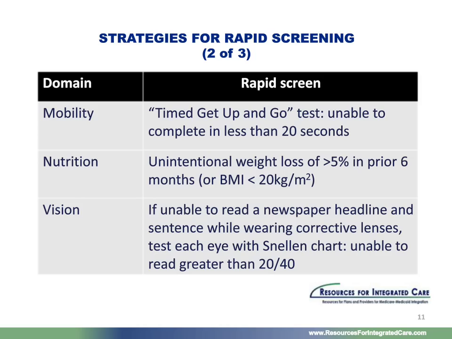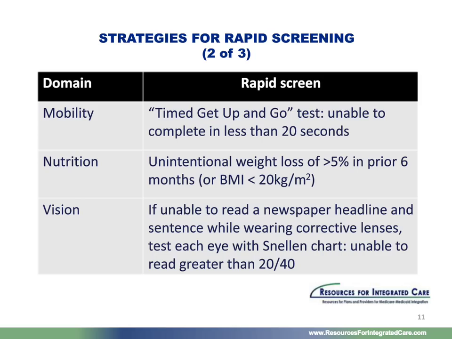For nutrition, there are 2 potential triggers that can be obtained first on self-report or on objective measurement of whether the patient has lost more than 5% of their weight in the prior 6 months, or if their body mass index is less than 20 kilograms per meter square. We'll talk more about BMI in a subsequent slide.